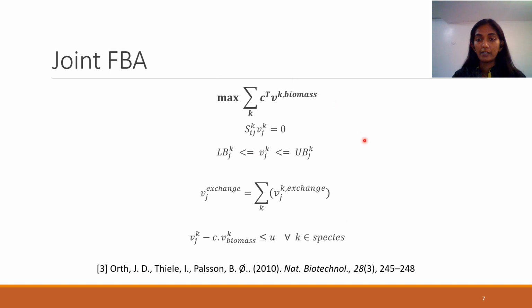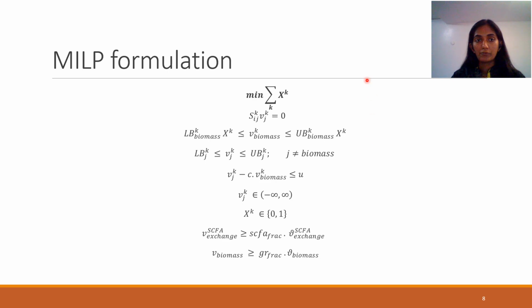After this FBA, we conduct flux variability analysis. For the growth rate obtained from here, we find out what is the maximum possible metabolite production flux. And those form the constraint for our MILP problem. And this is a formulation of MILP. The objective is to minimize the L1 norm of the membership vector. The components of the membership vector are 0 or 1.